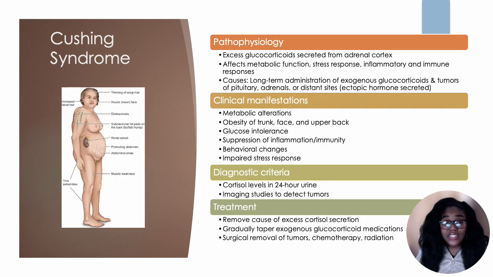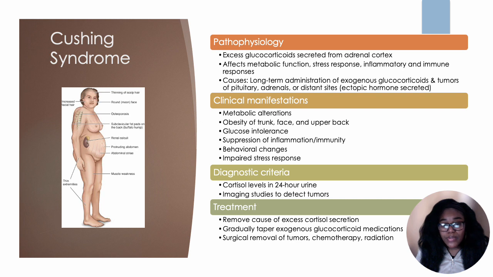So we have Cushing's syndrome, and Cushing's syndrome is considered excess glucocorticoids secreted from the adrenal cortex. This is your cortisol levels, and it does affect your metabolic function and stress response. Cortisol is directly related to your stress response. It can also be related to your inflammatory and immune response.